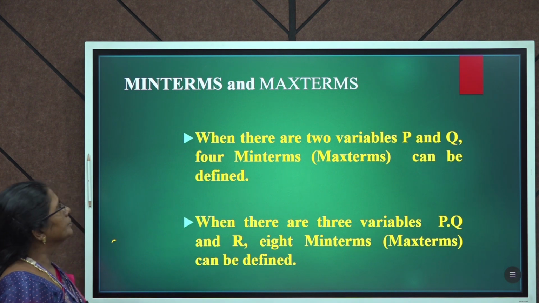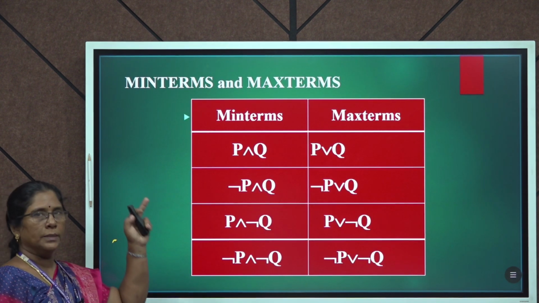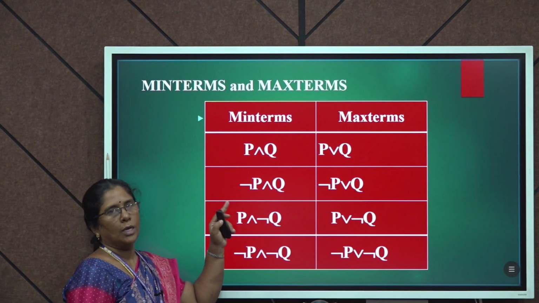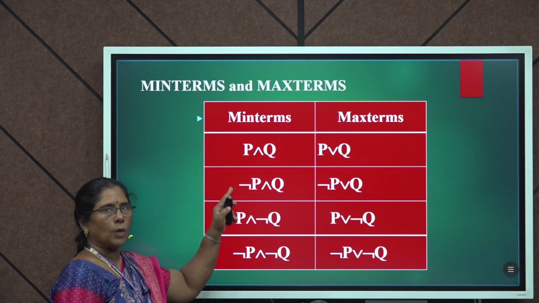Now these are the possible minterms and maxterms when there are two variables involved. So here the variables involved are P and Q.